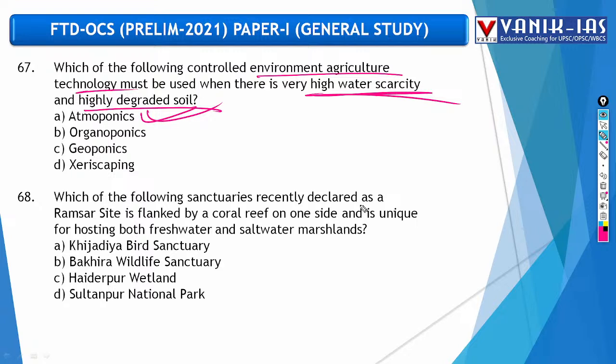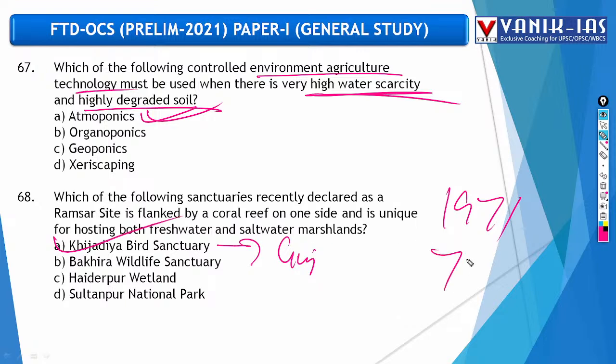Okay, next question. Which of the following sanctuaries are recently declared as Ramsar sites? The one flanked by a coral reef on one side and unique for hosting freshwater and saltwater marshlands is Khijadia Bird Sanctuary. Khijadia Bird Sanctuary and Bakhira Wildlife Sanctuary are all declared as Ramsar sites. Khijadia is in Gujarat, and Bakhira is in UP. Ramsar sites are declared under the Ramsar Convention of 1971. These are wetlands of international importance.